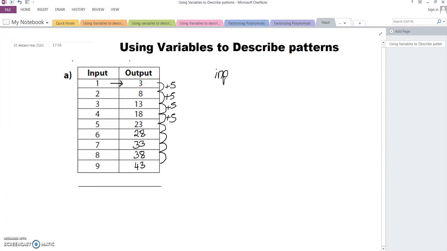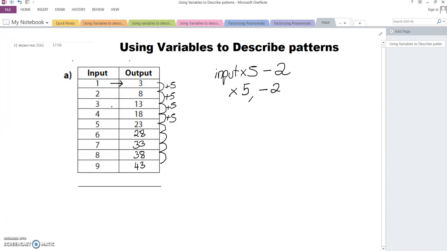So input multiplied by 5. But here if you take a look at this, 5 multiplied by 1 obviously gives us 5, which is not 3. So what should we do with 5 in order to give us 3? We should subtract 2, because 5 times 1 is 5 and we have to get the output 3. So 5 minus 2 will give us 3. In other words, it is multiplying by 5 and then we are subtracting 2.